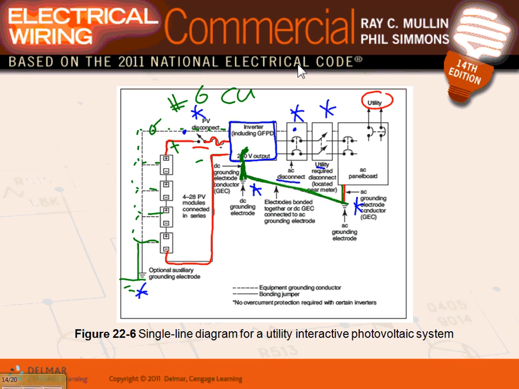So that's what they call a one-line diagram. Now I'm showing only one panel. You can have 10 strings like this, tie them in a combiner box, and bring them to the inverter.